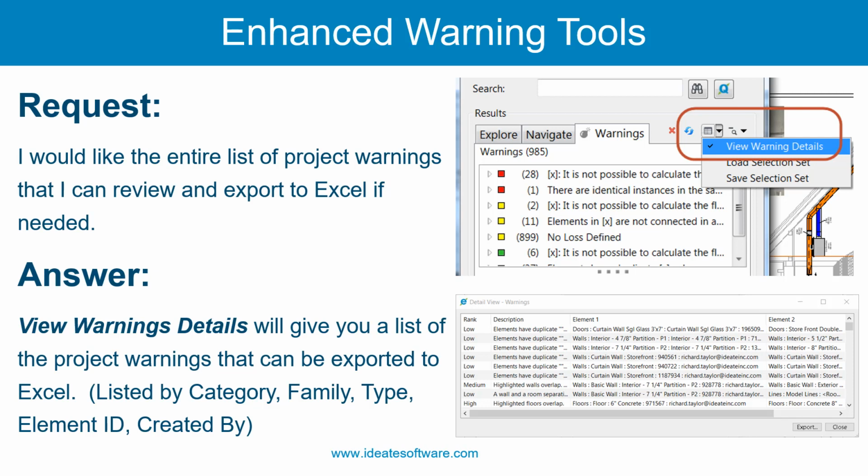Ideate Explorer now has the ability to view the warning details similar to the View Element Details option under the Explore and Navigate tabs. The View Warnings details will list a detailed view of the entire project's warnings, listing information by category, family, type, element ID, and created by properties. This information can easily be exported to Excel for review by choosing the Export option on the dialog.